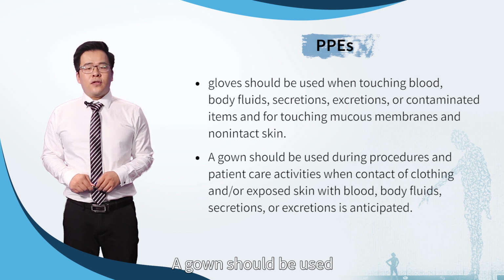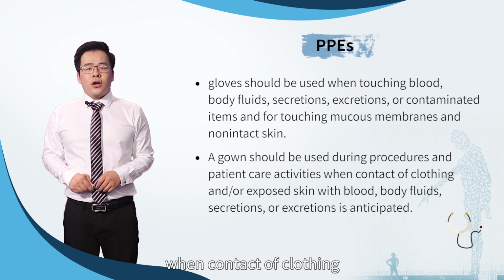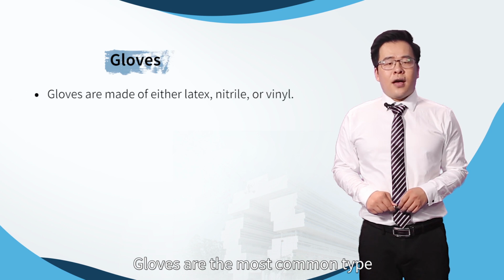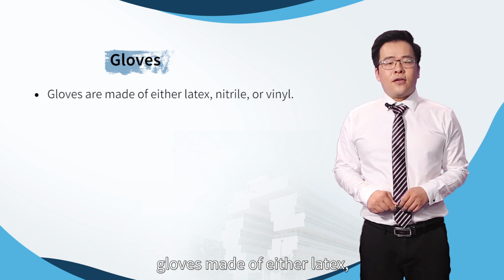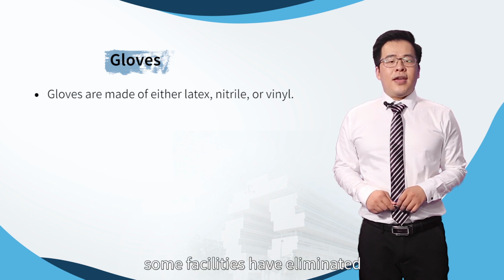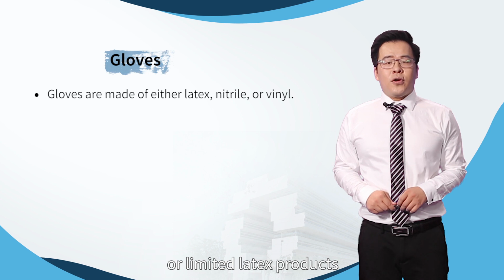A gown should be used during procedures and patient care activities when contact of clothing and/or exposed skin with blood, body fluids, secretions, or excretions is anticipated. Gloves are the most common type of PPE used in healthcare settings. Most patient care activities require the use of a single pair of non-sterile gloves made of latex, nitrile, or vinyl. However, some facilities have eliminated or limited latex products due to allergic concerns.